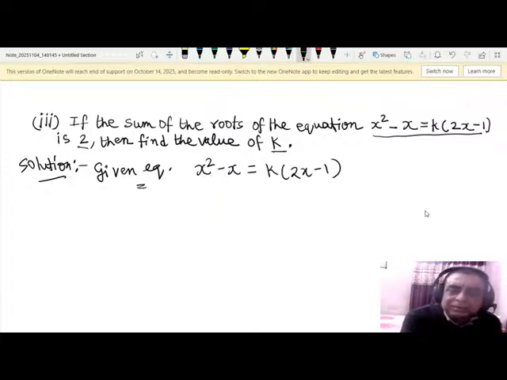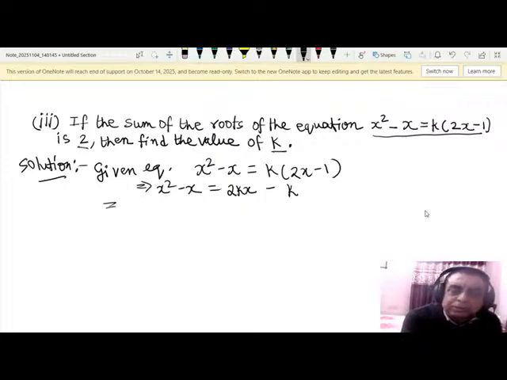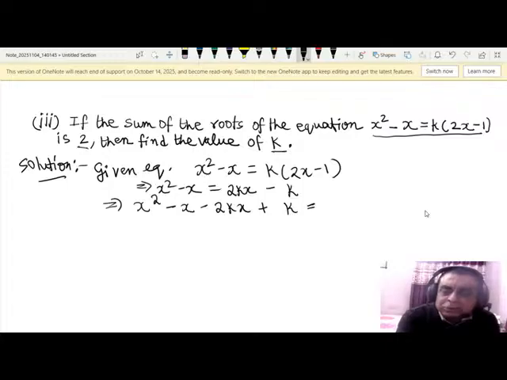Now we are simplifying it. x squared minus x. Multiply both terms of the bracket with the k outside. So this becomes 2kx minus k times 1, which is k. Bring all the terms to the left side of the equal sign: x squared minus x plus 2x moving to the left is minus 2x, and minus k moving to the left is plus k, equals 0.